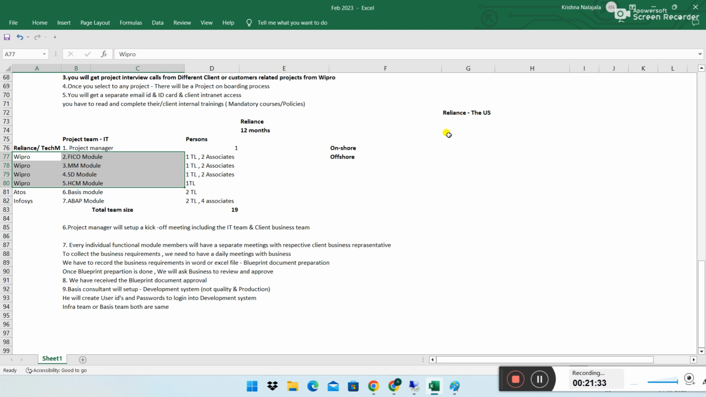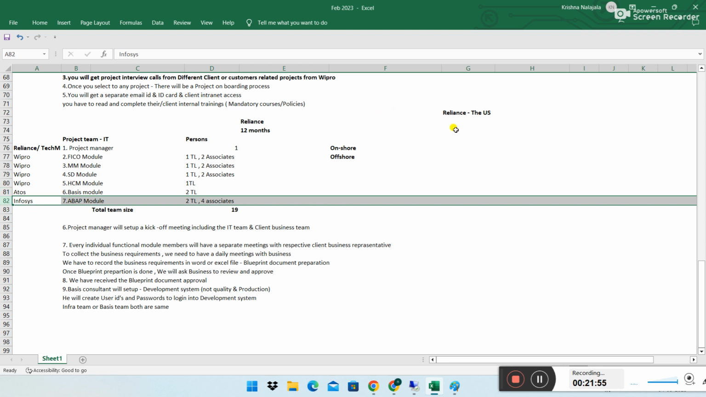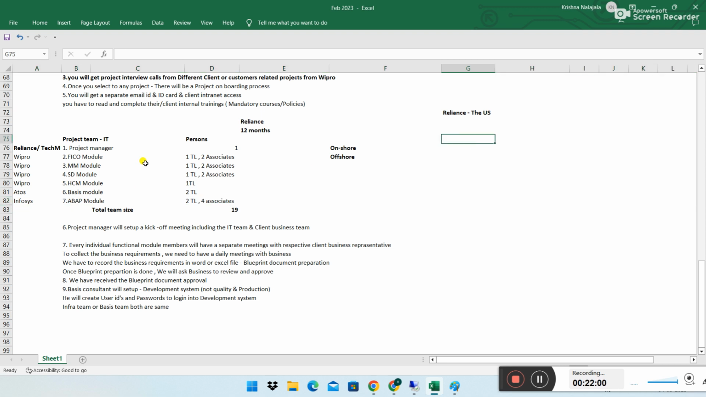Now, only functional modules are not enough, right? We also need a basis. The basis module support contract Reliance has given to Atos, right? Atos is an IT provider. Atos company you guys know, right? If you don't know, you just Google it and know the IT companies also. And for ABAP support, Reliance has given it to Infosys. Now, for the entire implementation side, Reliance has included three companies: Wipro for functional support, let's say functional configuration, Atos for basis support, and Infosys for ABAP.